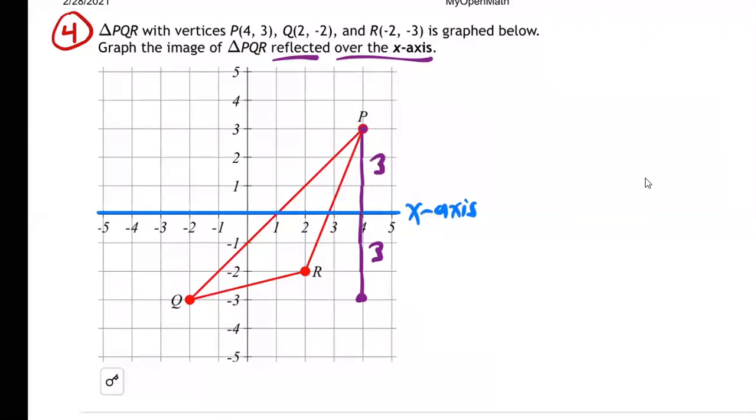And then you do it with the other 2 points as well. So now I'll take point R and I'll go 1, 2, go straight out the line, same distance, other side. Is that good there so far? And then Q, 1, 2, 3, 1, 2, 3. Same distance, other side, just like that.